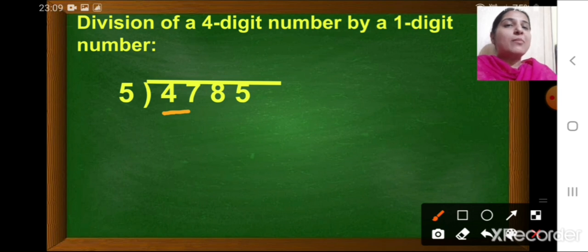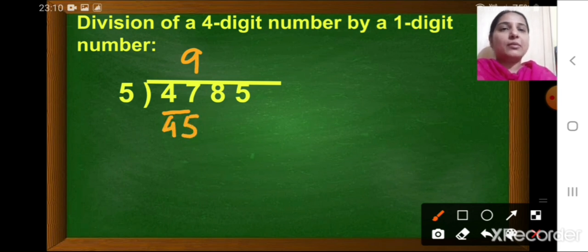Now, how many times should we multiply 5 to get 47 or less than 47? Yes. So 5 9s are 45, and 5 10s are 50, which will be more. So 5 9s are 45, and let's subtract. So 7 minus 5 is 2. Now 2 is less than 5 here, so we will bring down this 8 here.